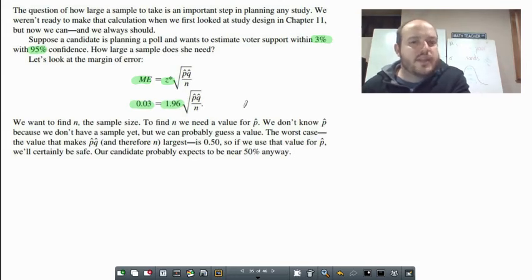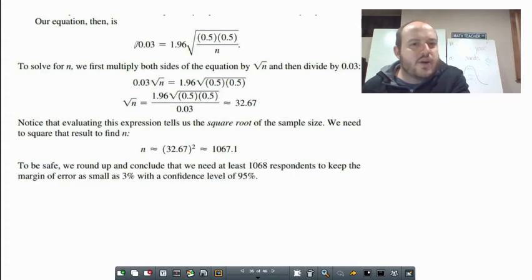Now, nowhere in that sentence does it say anything about p hat or q hat. So they are going to default to using the 0.50, all right? Because remember, again, that's our worst case scenario. So then they go ahead and plug everything in. They got the 0.03, the 1.96, the 0.5 for worst case scenario divided by the n. So how do we go about solving for n?